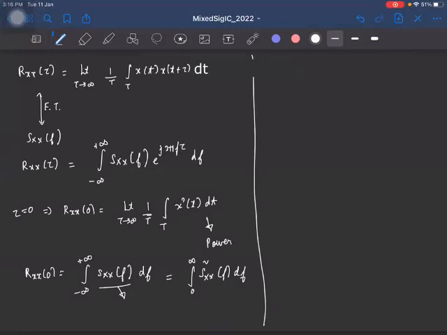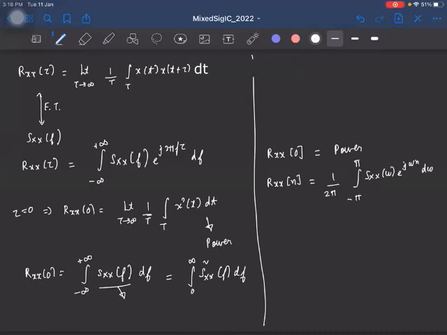So again, we can simply show, following a similar procedure, that Rxx of 0 is simply the power of the signal, right? And in a discrete time case, how can we find Rxx of n from the inverse Fourier transform? Well, the inverse Fourier transform is 1 by 2 pi integral from minus pi to pi Sxx of omega e power j omega n d omega, right?